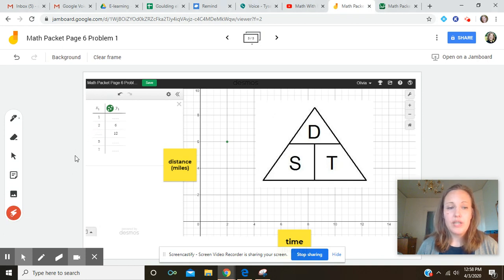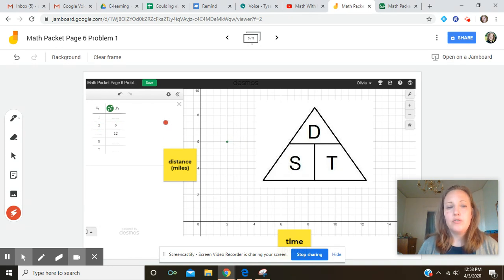So if you notice right here, I know that in 2 hours, remember our time is in hours, she went 6 miles. She went 6 miles. That's shown here by this point that is graphed, and it's right here. It's this ordered pair 2 comma 6, right?